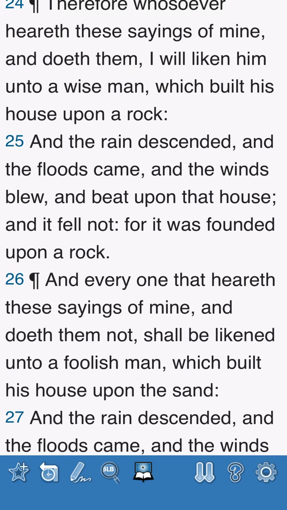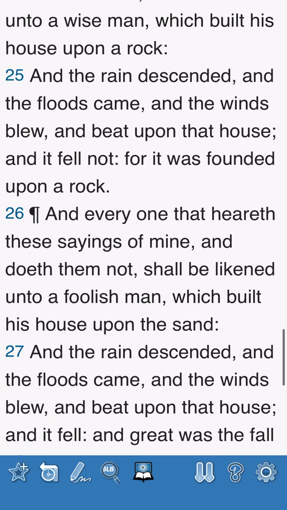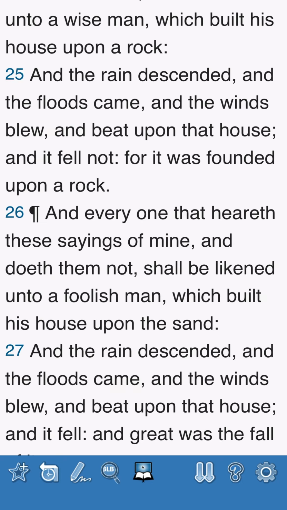So reading it again, therefore, whosoever heareth these sayings of mine and doeth them, I will liken him unto a wise man which built his house upon a rock. And the rain descended, and the floods came, and the winds blew and beat upon that house, and it fell not, for it was founded upon a rock. And those essentially are them environmental loads, the different adversities, because we got the actual building of a house with the structural loads and stuff like that, the environmental loads.